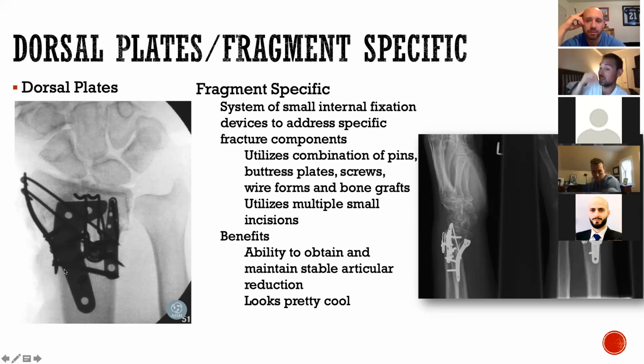Fragment specific looks really cool, but it's probably more work than it's worth. So this is basically using really small plates and wires and screws to hold individual fragments in place. And you can get the x-ray to look perfect, but at what cost? You can really strip all the soft tissues off and cause hardware issues in the future. But then again, it does look pretty cool, so who knows?